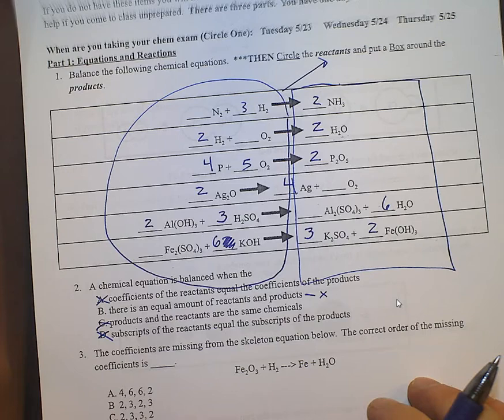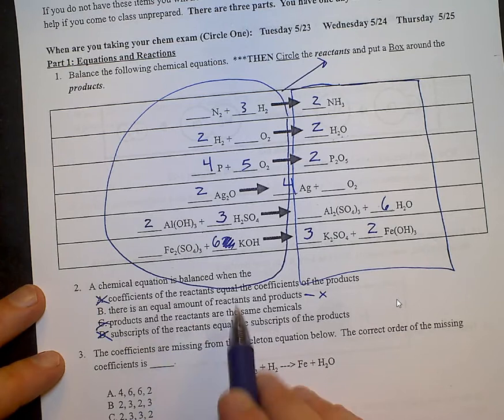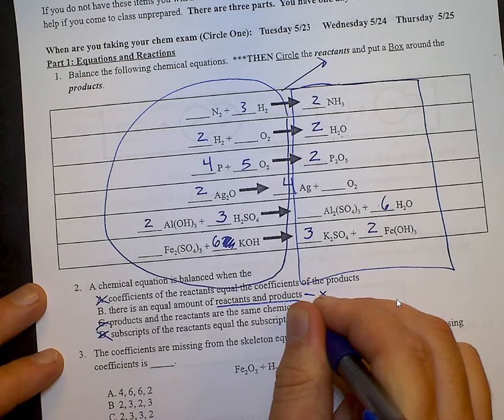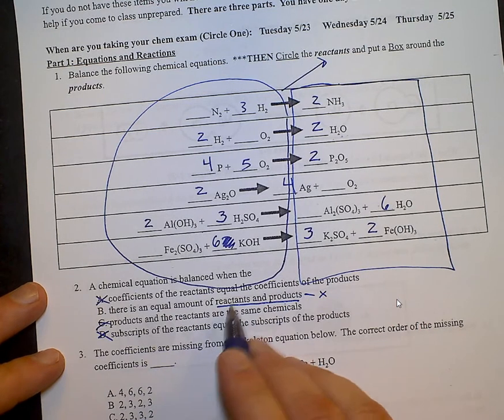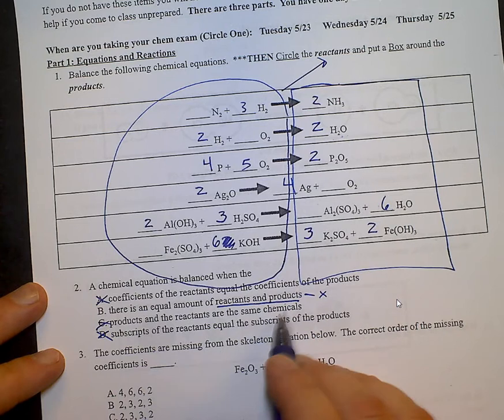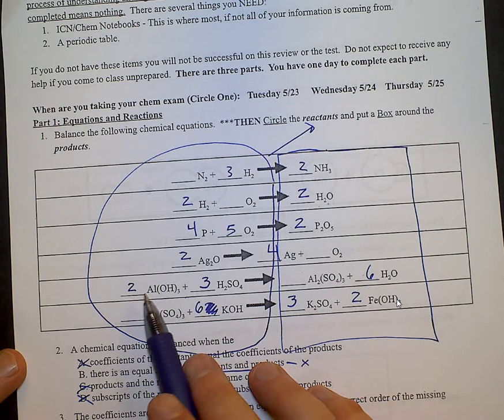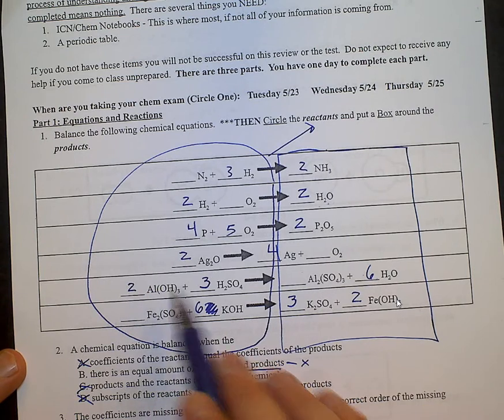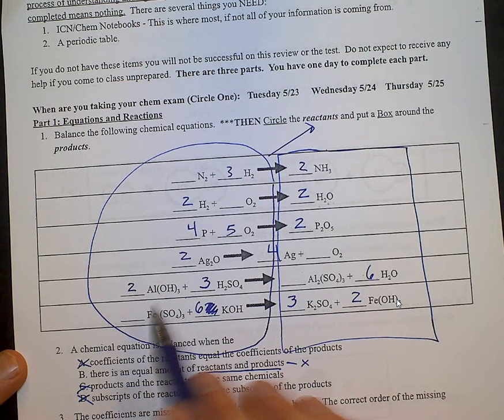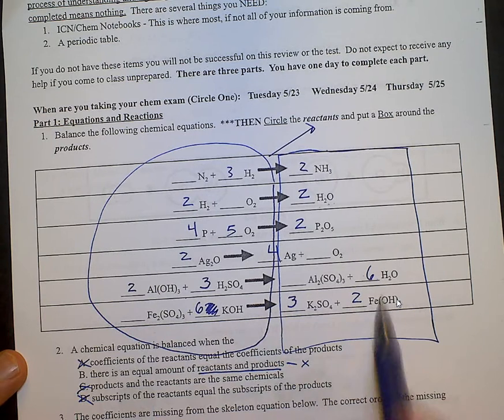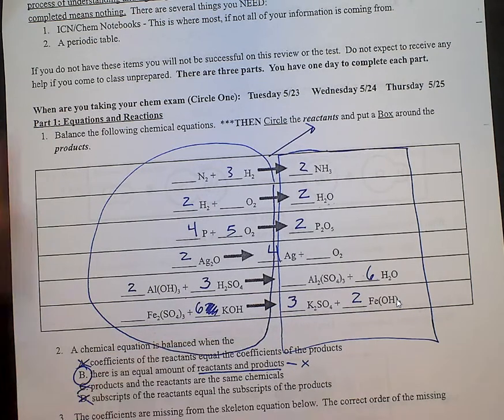B is correct only if you're talking about each element. So just to clarify, every reactant has to be the same as your product on either side for every element. Okay? So if we look back at this one, you have the same amount of aluminums, oxygens, hydrogens, sulfurs on this side as you do on your product side. Okay? B is the only answer that makes sense.